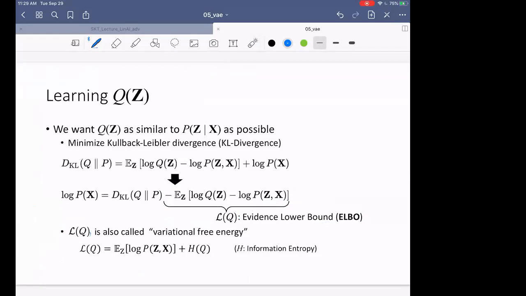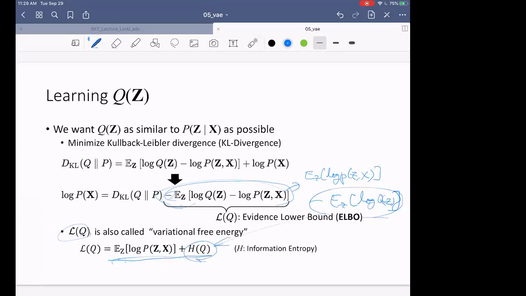The evidence lower bound, LQ, is often called a variational free energy because if you rearrange the terms here, including the minus sign, you get this. If you expand this, it's simply the expectation over Z of log P(Z, X) minus the expectation over Z of log Q(Z). And this is your entropy, your information entropy.